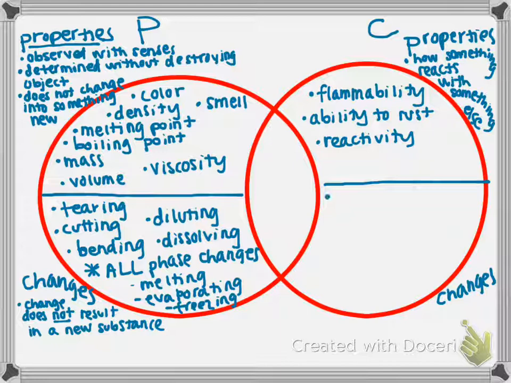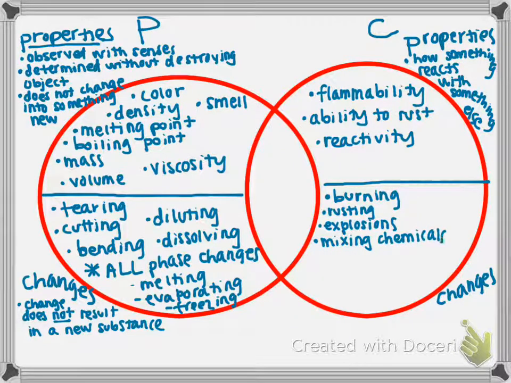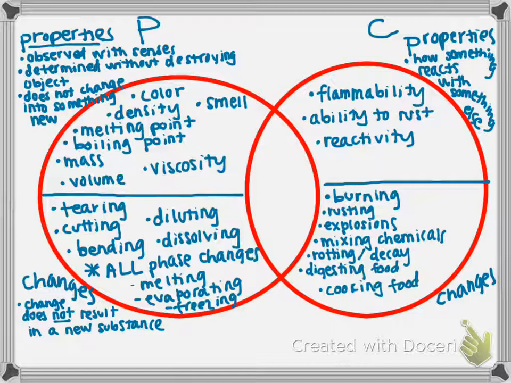Chemical changes now are going to be like burning, rusting, explosions, mixing chemicals, rotting or decay, digesting food, and also cooking food. All right, those are all examples in which a chemical change occurs.